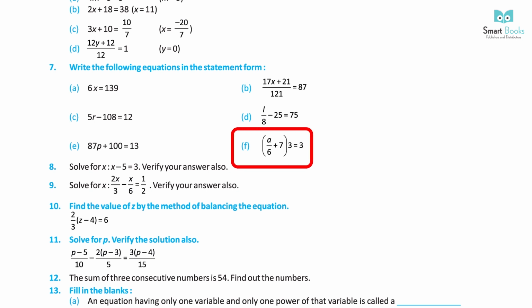F. A upon 6 plus 7 into 3 equals to 3. Solution: 7 is added to 1/6 of a number. This entire term is multiplied by 3. We get 3.